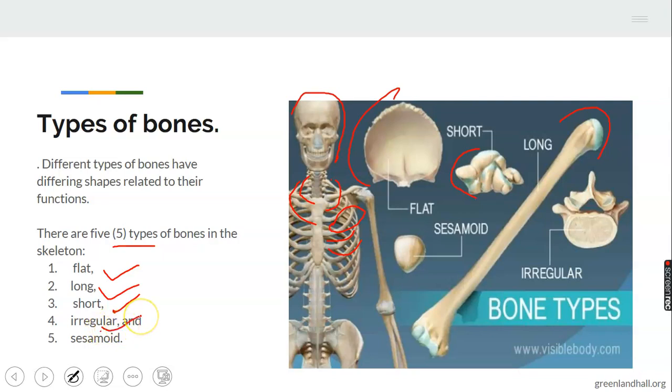We have irregular bones. Look at irregular bones here. Can you see them? They are not straight like this one here, and they are not flat like this one here. They have some special work they do in the body to connect some bones together. That's why they have this kind of special shape. They are irregular. The shape is not straightforward. Then we have the sesamoid. We are going to be learning more about the sesamoid as we progress.